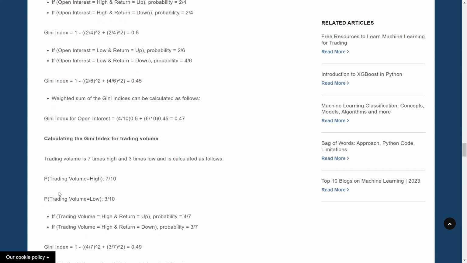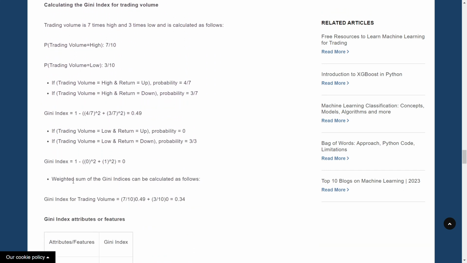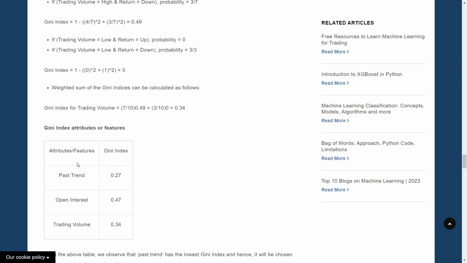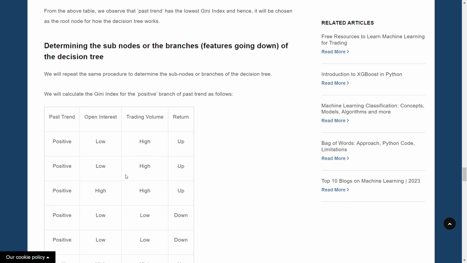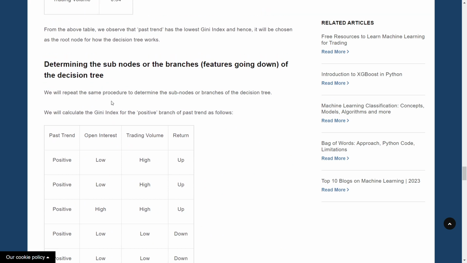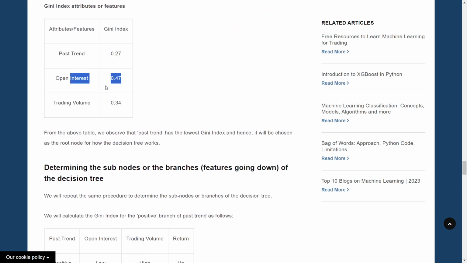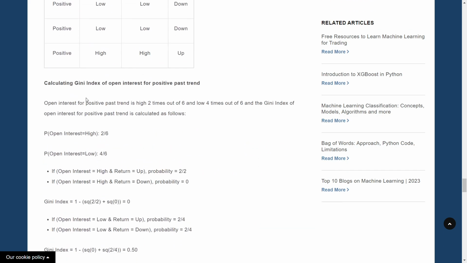Similarly, we'll calculate the Gini index for trading volume, and I'm not going to go deeper into that. Finally, we'll get the Gini index for dividing the data set on these particular attributes. From this, we can clearly see the past trend has the minimum Gini index, so we'll choose that for dividing the root node into two subsets. Based on that, we'll then further select which one to choose based on the Gini values that we get.